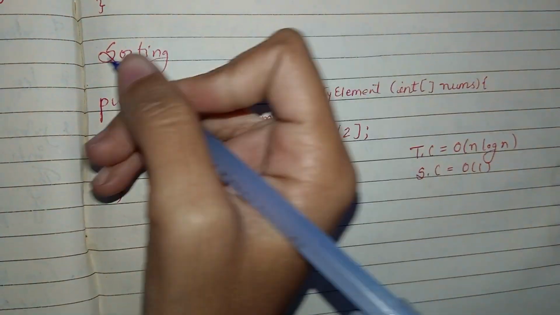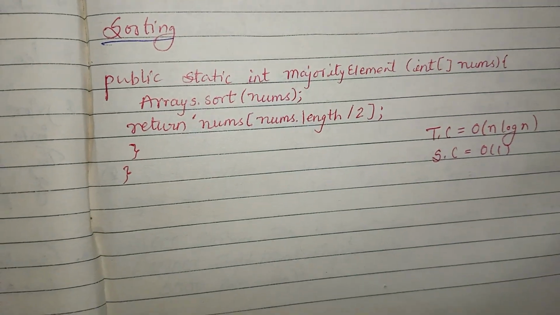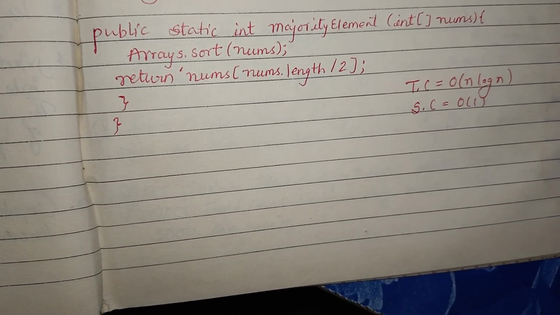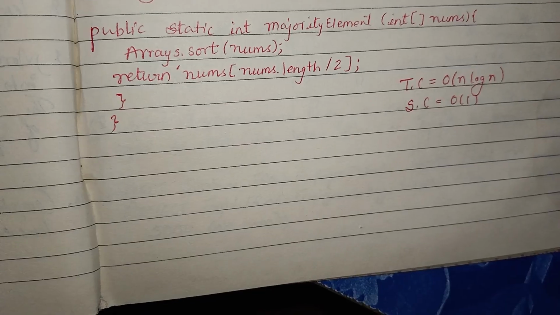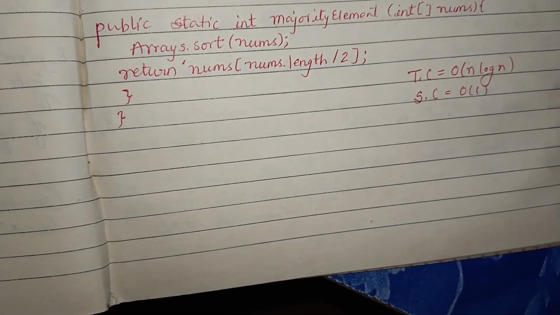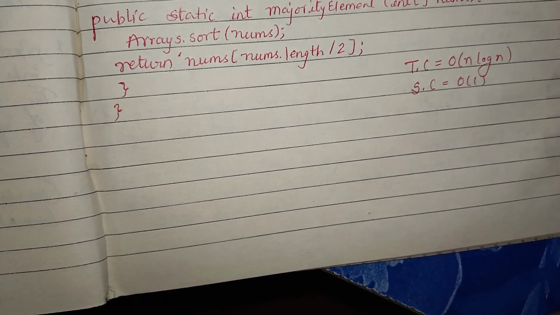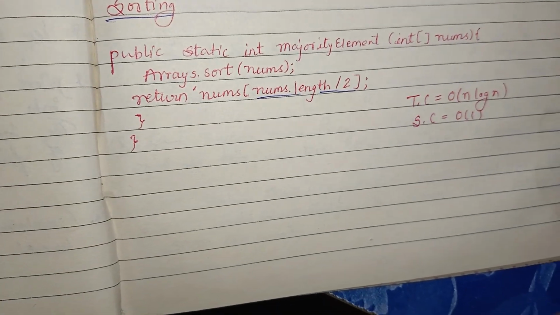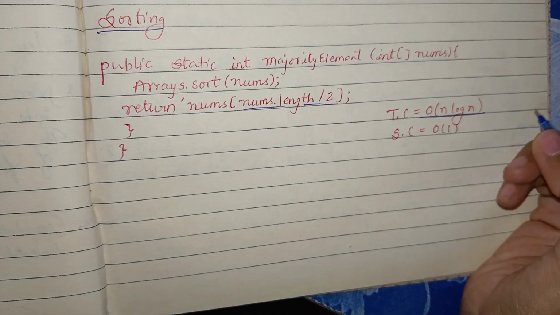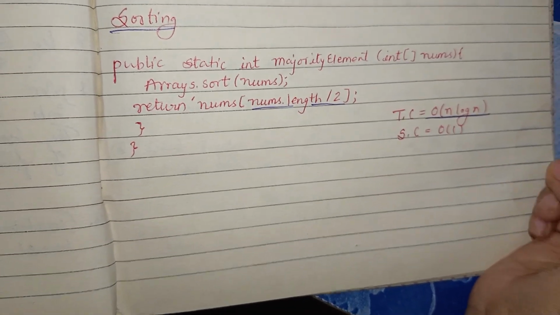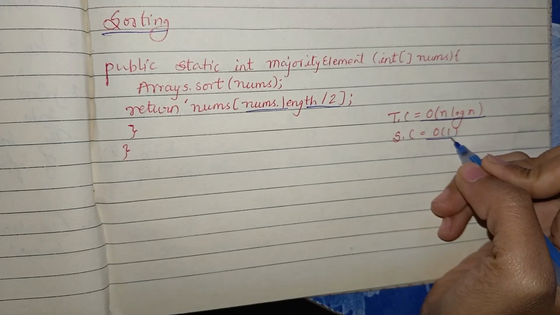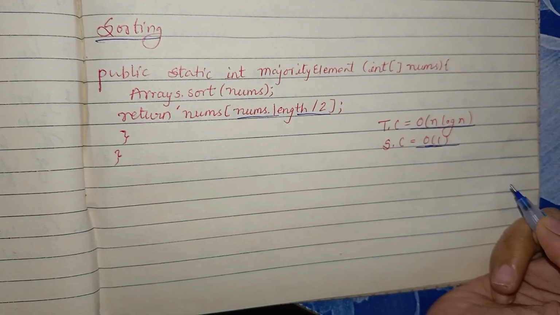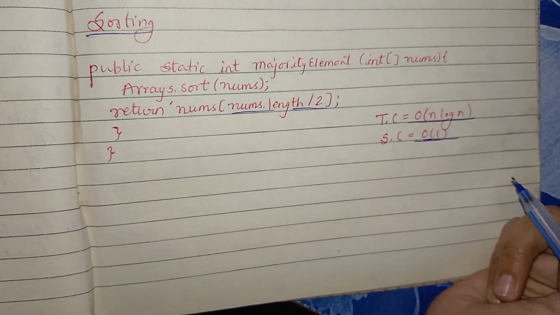The third approach is sorting. First, we sort the array. After sorting, the majority element will always be present at the middle index, because it appears more than half of the time. So we simply return the element at index n by 2. The time complexity of sorting is big O of n log n. The space complexity depends on the sorting algorithm, or we can say big O of 1. This approach is simple but slower than the optimal solution.